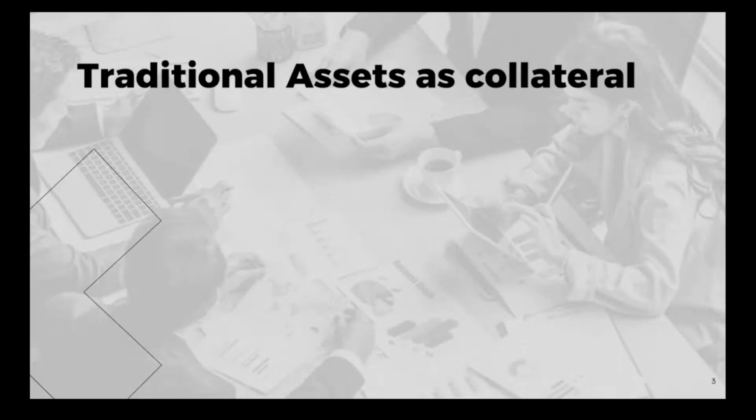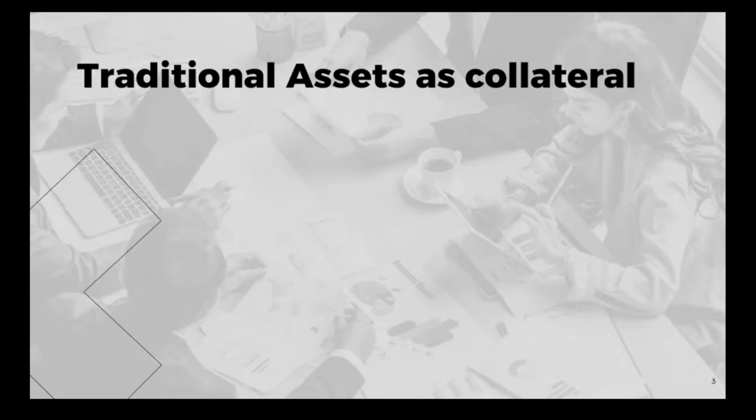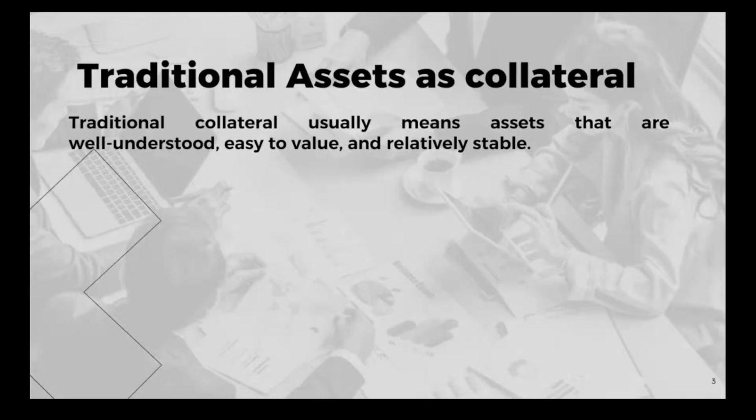So what is the collateral security which is taken in India? Presently, the assets which are taken as collateral are traditional assets. What do we mean by traditional assets? Traditional assets are collateral security which are well understood, easy to value, and relatively stable, and which banks have been taking from the beginning.